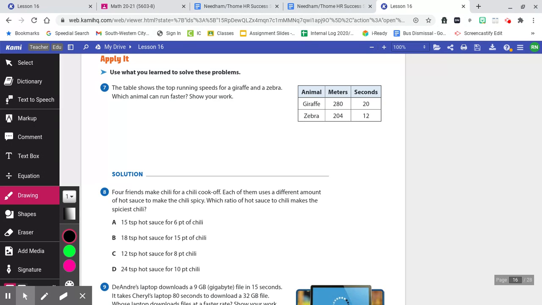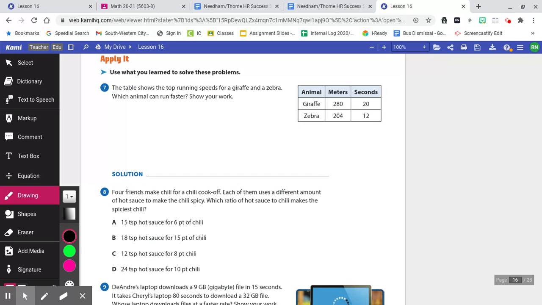Number 7, the table shows the top running speeds for a giraffe and a zebra. Which animal can run faster? So I need to look at that and go, well, the giraffe runs 280 meters in 20 seconds, and the zebra runs 204 meters in 12 seconds. So I need to find a way to compare both of those. Stop the video and see if you can figure out which one animal runs faster.